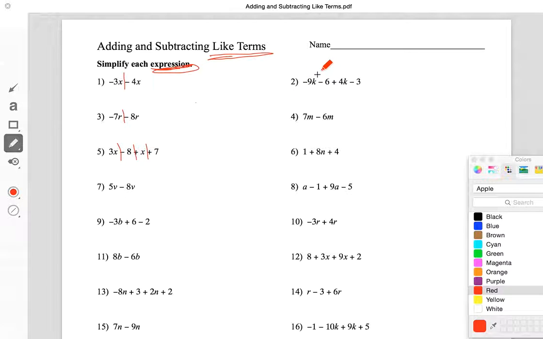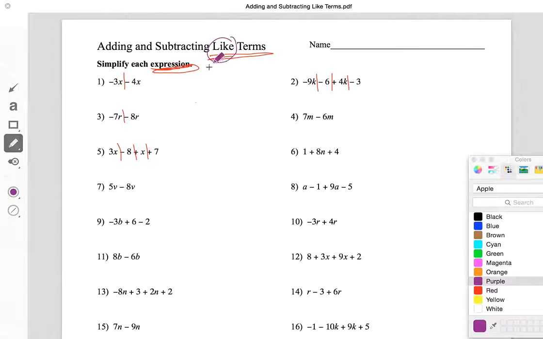Just one more so we get the hang of it. Here, that's 1 term. Second term, got a third term and 4th term in there. So here, minus 9k, minus 6, plus 4k, minus 3. Now what we're looking for is this idea of like terms. So to determine if terms are like or not, what you're basically looking for is having the same algebra.